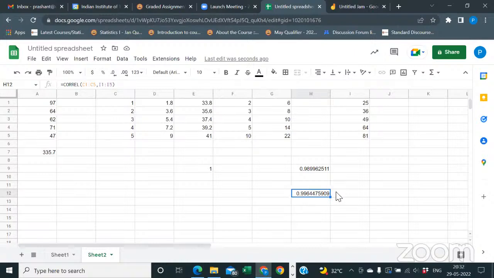Are you getting this point or not? This is your one variable, and this is your other variable. Then you calculate the correlation between this and this. You got the value of this. That means there is a strong linear association between this data and this data.